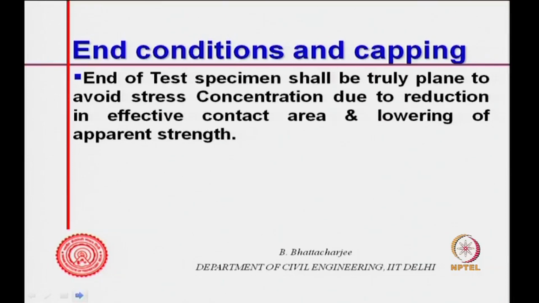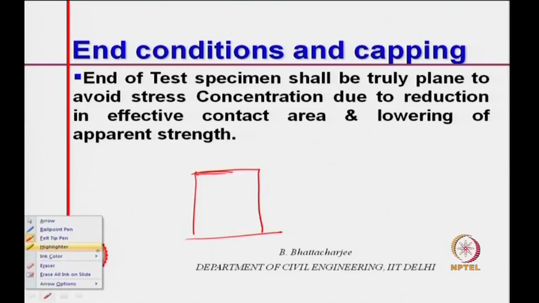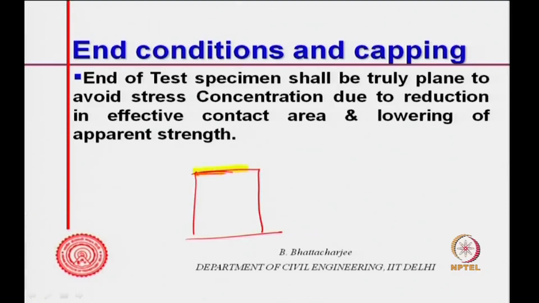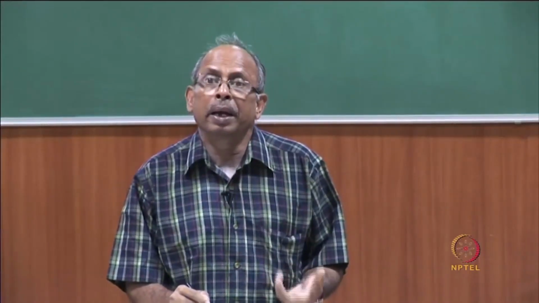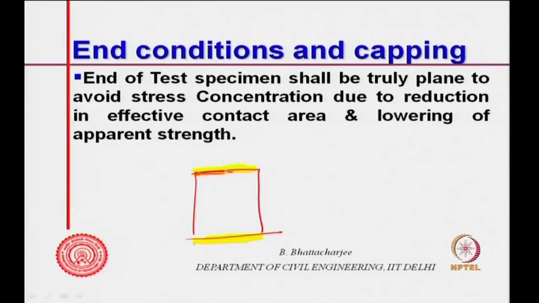Now, end condition in capping. The end of the test specimen shall be truly plain. This is what we talked of. This portion should be truly plain. Otherwise, because of the undulation, the contact area would reduce and there will be stress concentration. So the effective contact area will reduce and the apparent strength will reduce. Therefore, the first thing is it must be plain.